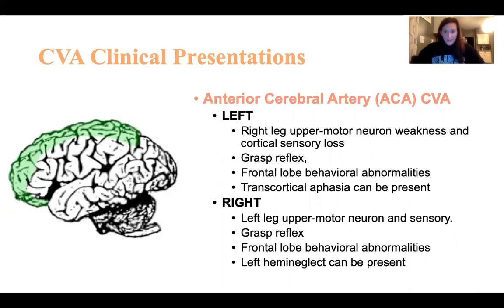So a lot of executive function, cog, attention, those kind of things. Behavioral issues are more common with ACA CVAs because we're dealing with that frontal lobe and specifically our prefrontal cortex as well.